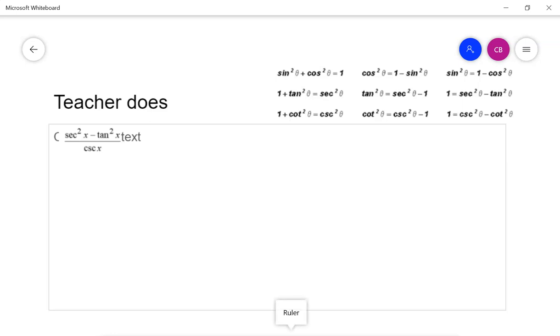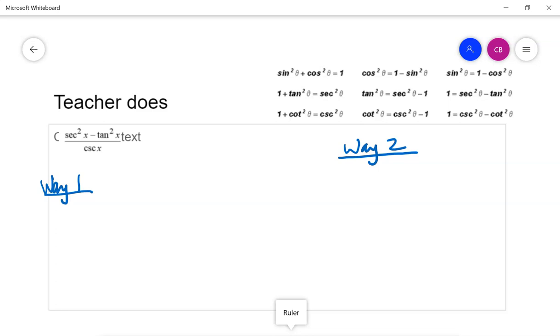In this problem, I want to take something like secant squared x minus tangent squared x divided by cosecant x. There's a couple of ways that I could go about this. I'm going to show this with two ways. Way one is probably going to be the easier way, but it's going to be one that you may not always be able to do.